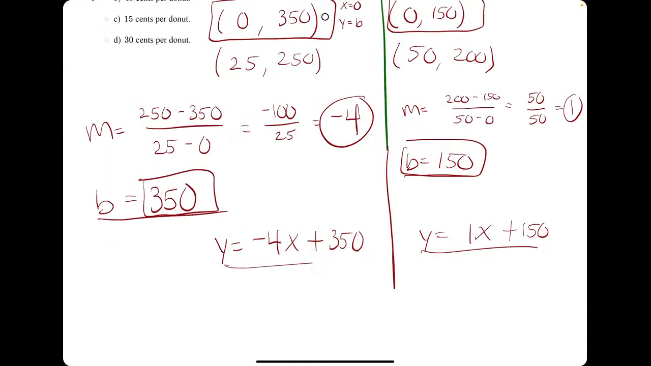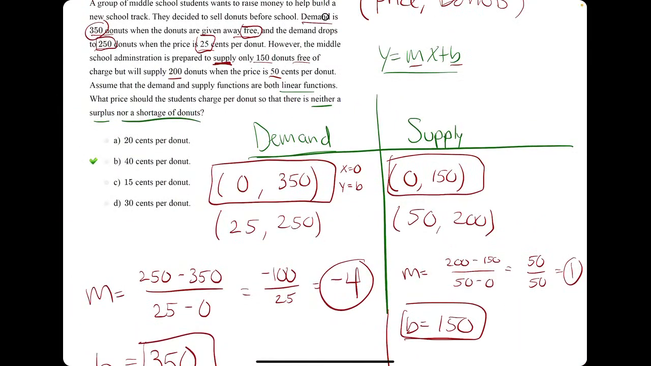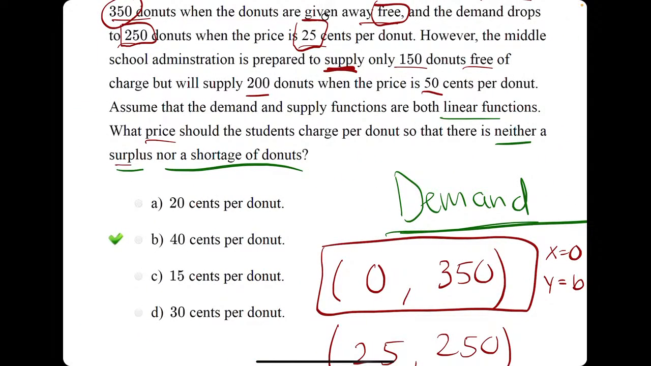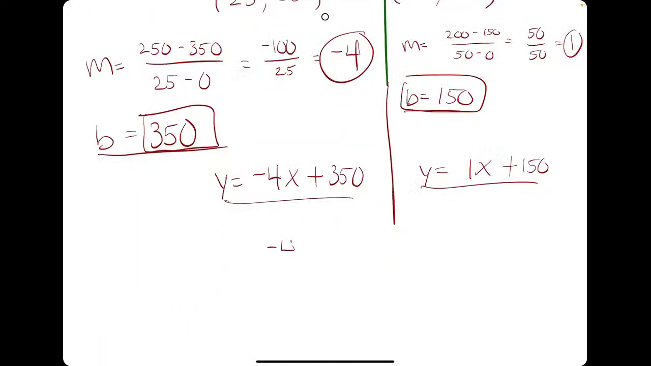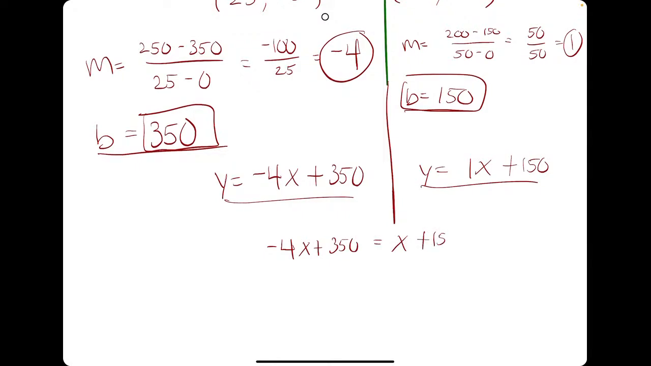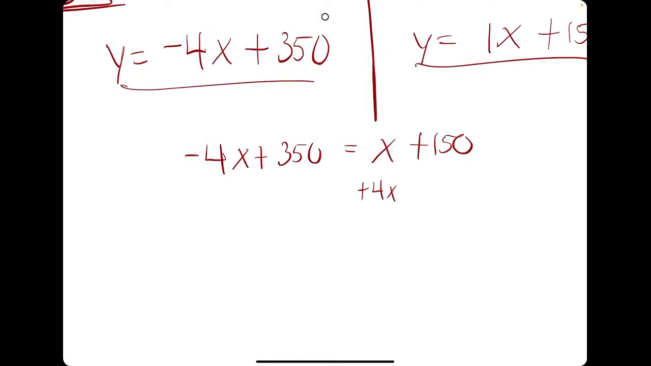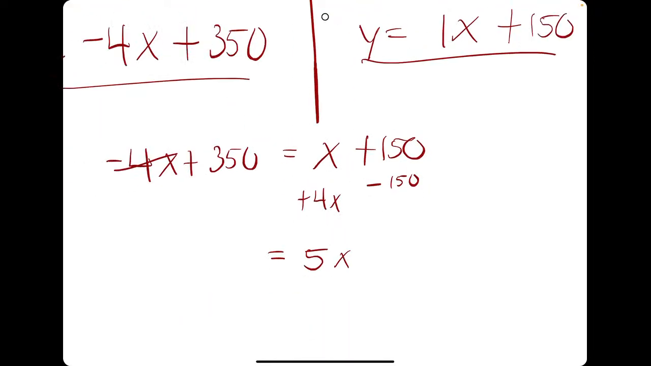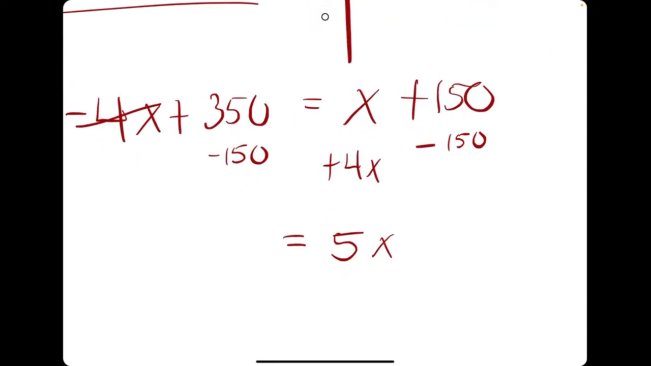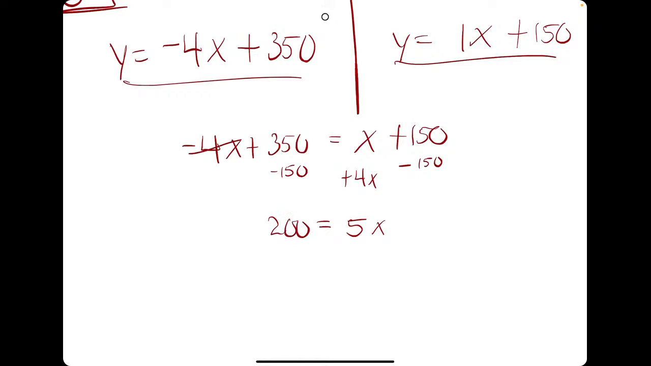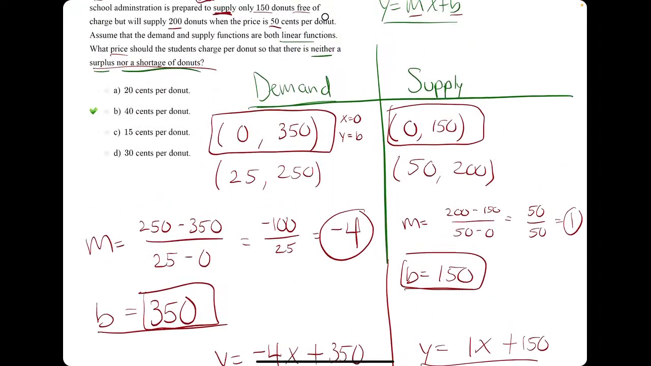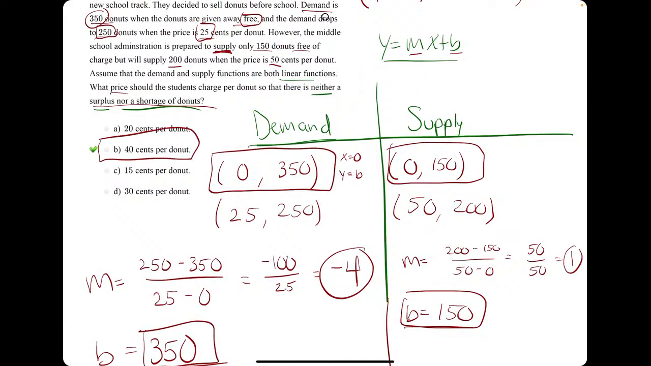We have our two equations, linear equations for demand and supply. Since we want the price for which there's neither a surplus nor shortage, we set them equal to one another, and we solve for x. We want to add the 4x, so plus 4x here gets rid of it there, we get 5x. Simultaneously, I'll subtract the 150 from both sides. 350 minus 150 gives us 200. Divided by 5, we get 40 is equal to x. So 40 cents per donut would be our answer.